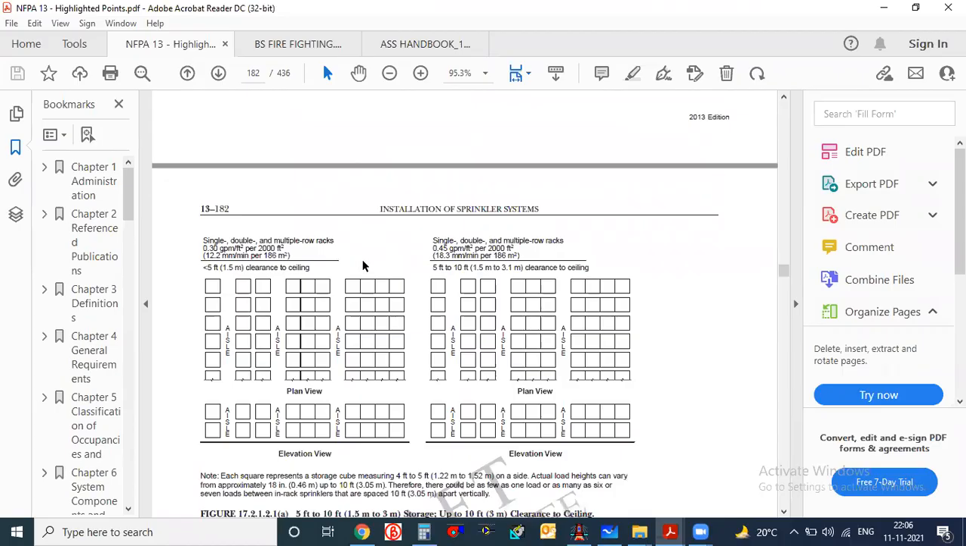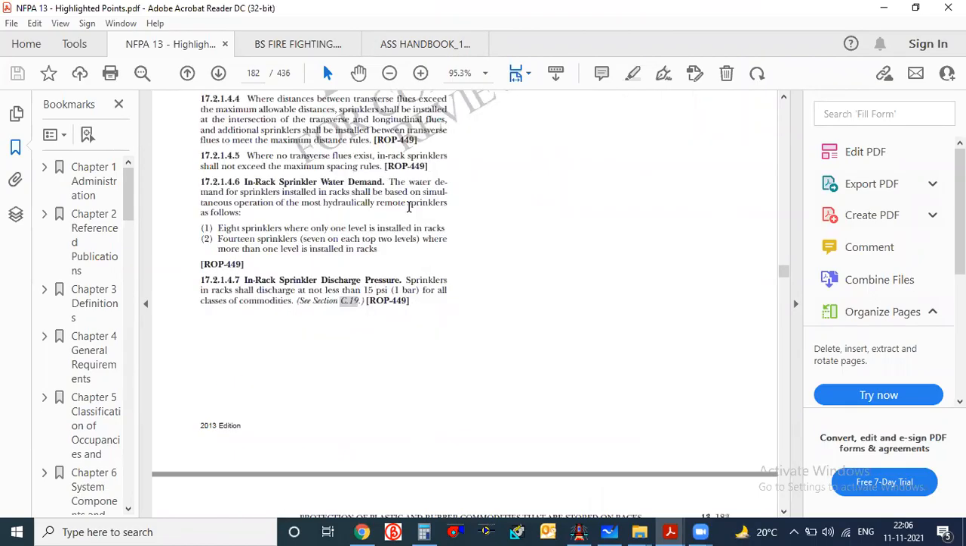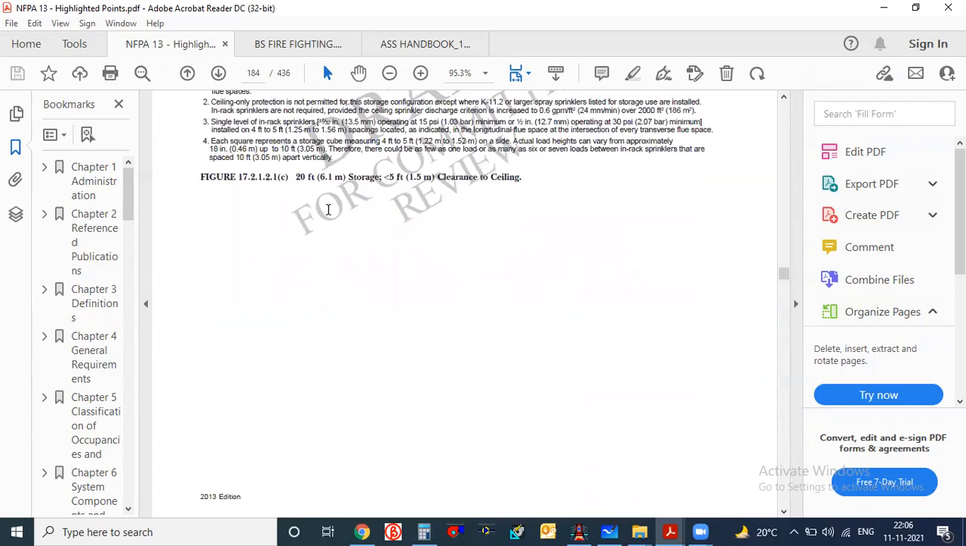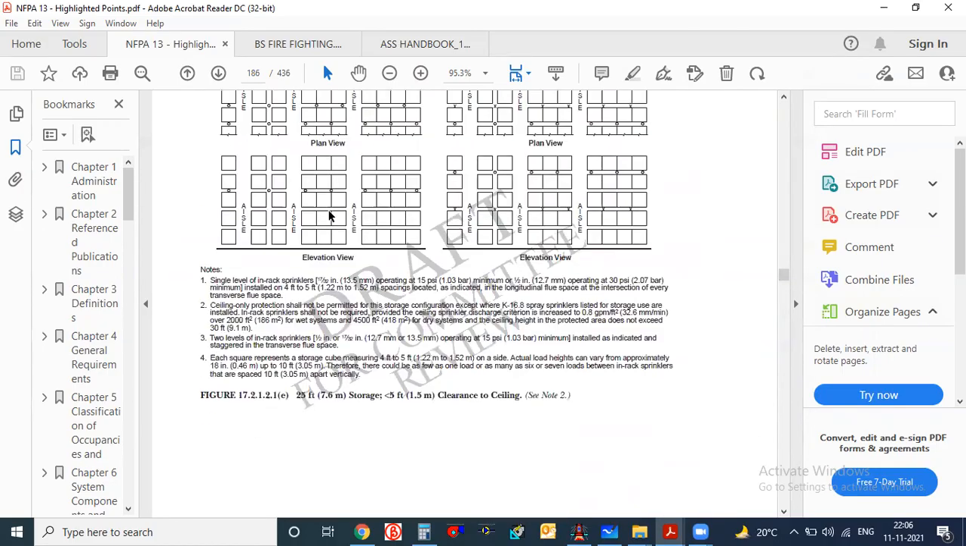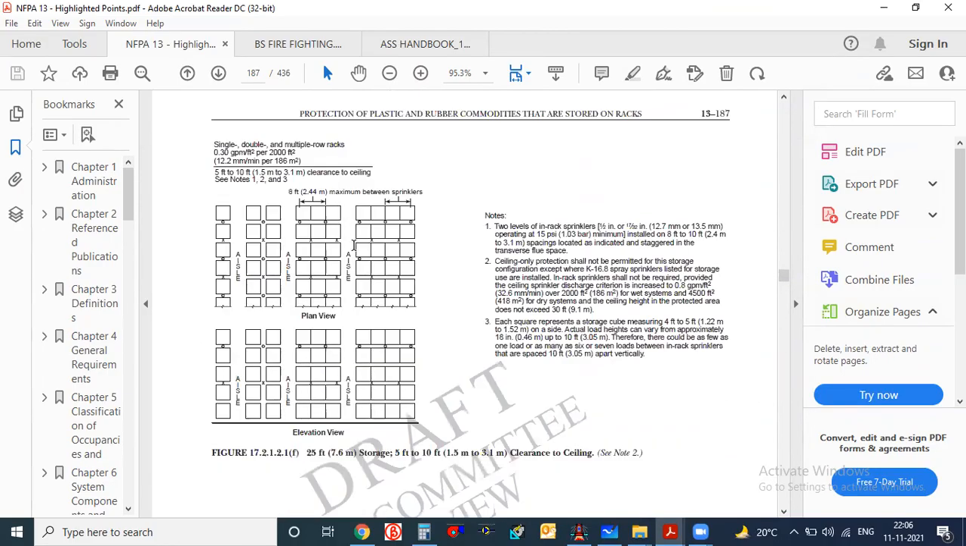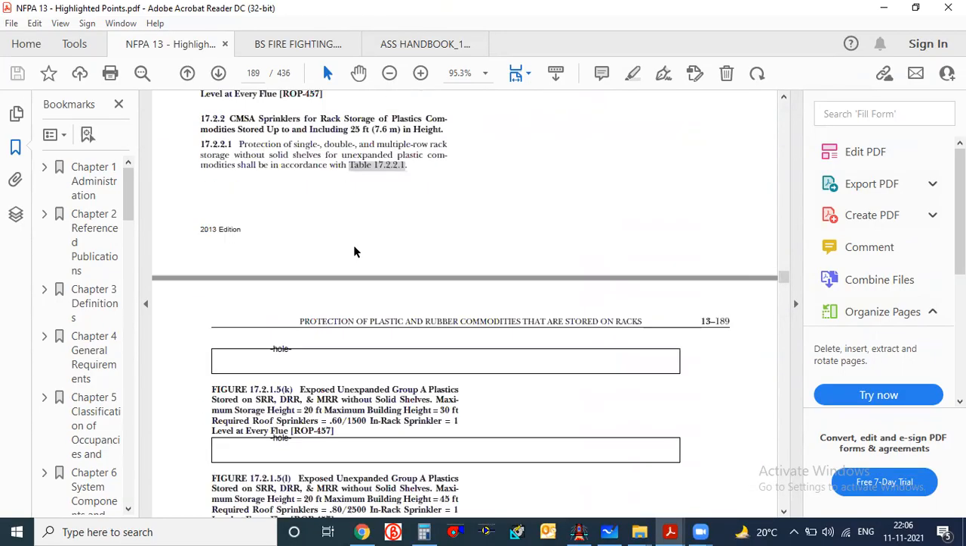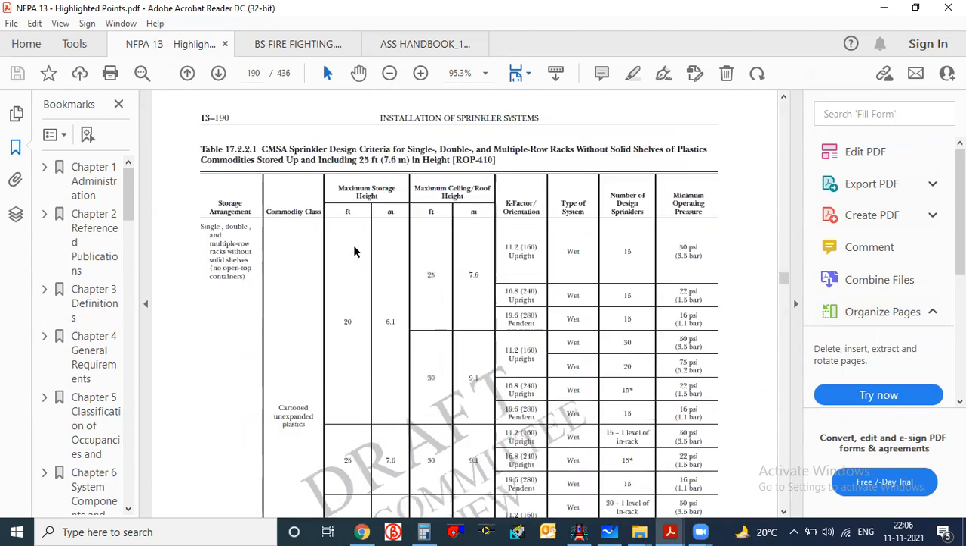Sir, those in-rack sprinklers that we have not covered, I think. We will see in our next example for any in-rack. So many things are given here. You can just go through this, because if you are doing any plastic and rubber installation project, then only you have to check. Otherwise, these things are skippable.